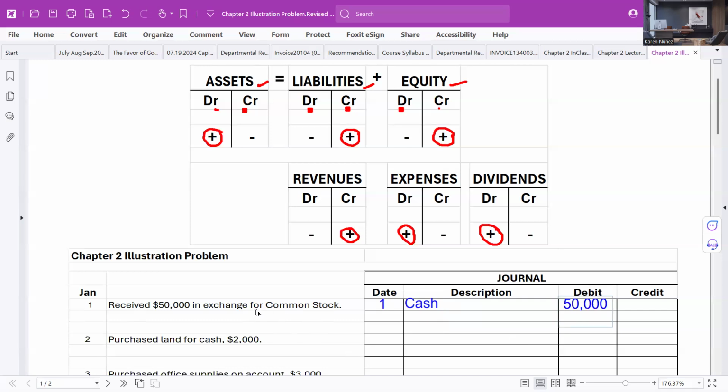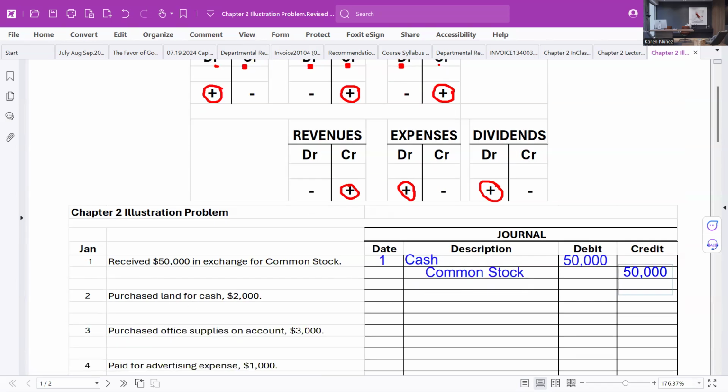And what are we doing? Well, we are receiving cash and issuing common stock. Common stock is an equity account. We now have more common stock outstanding. How do you increase an equity account? By crediting it. So we need to credit this equity account that we call common stock. So again, remember we have to indent our credits, right? So we indent this credit to the common stock account. And again, the amount that we have here is $50,000. So we're going to go ahead and credit that account for $50,000.